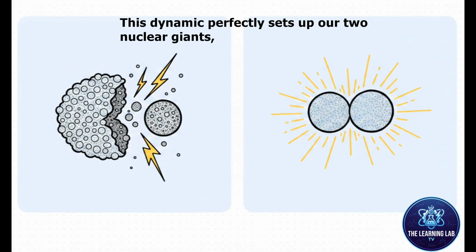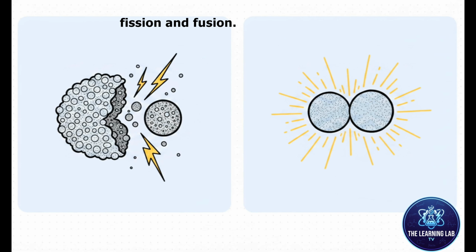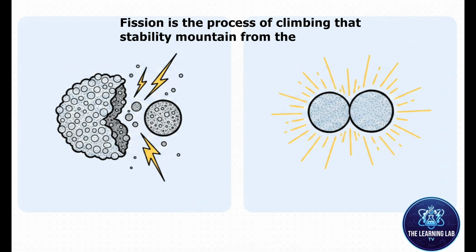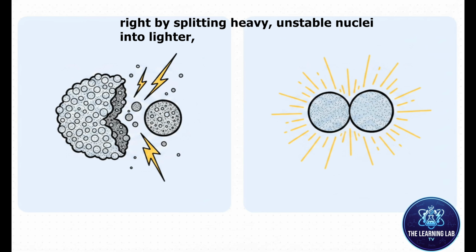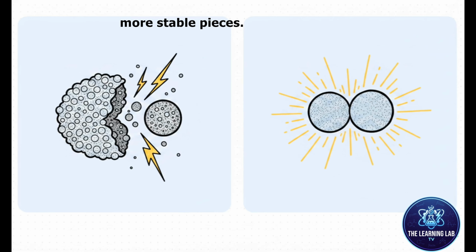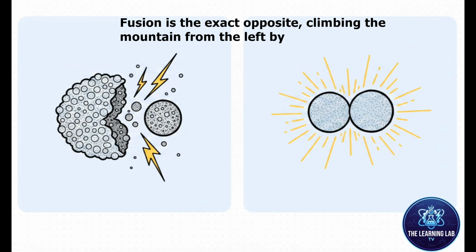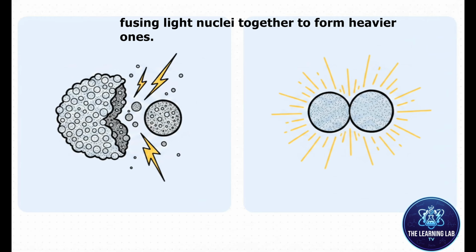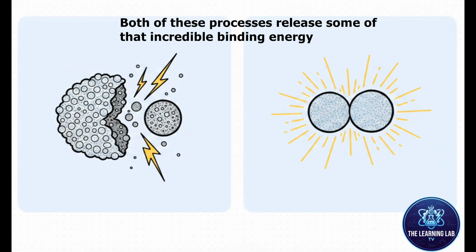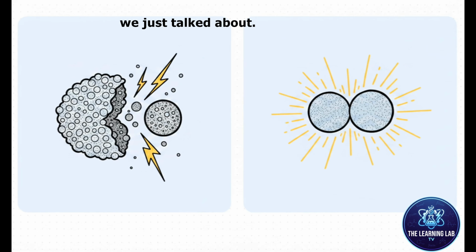This dynamic perfectly sets up our two nuclear giants, fission and fusion. Fission is the process of climbing that stability mountain from the right by splitting heavy, unstable nuclei into lighter, more stable pieces. Fusion is the exact opposite, climbing the mountain from the left by fusing light nuclei together to form heavier ones. Both of these processes release some of that incredible binding energy we just talked about.